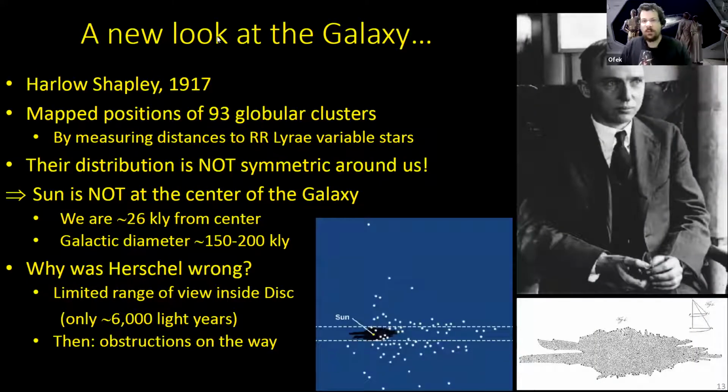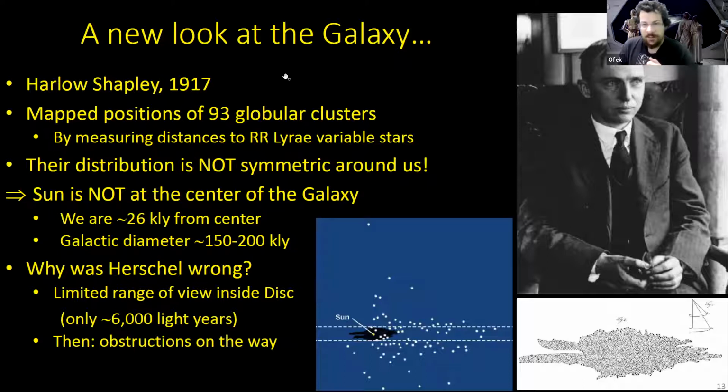And this study of globular clusters was really what gave the next step in showing that Herschel was wrong and that we are actually not at the center of the galaxy. So this is Harlow Shapley pictured on the right, a very important 20th century astrophysicist and astronomer. And what he did was carry the Herschel methodology of tracing positions of stars around us, but he didn't do that to stars, he did that to globular clusters, 93 of them.